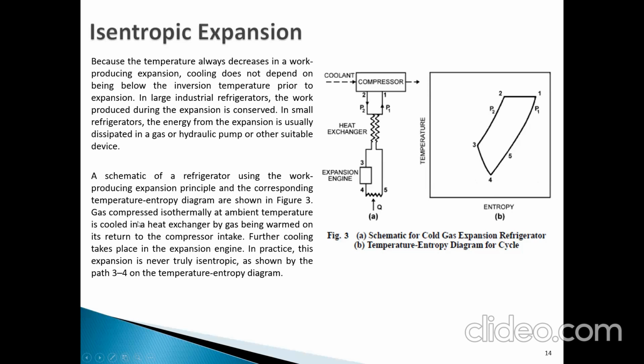So, gas is compressed isothermally at ambient temperature and is cooled in the heat exchanger by gas being warmed on its return to the compressor intake. Further cooling takes place in the expansion engine. In practice, this expansion is never truly isentropic as shown by points 3 and 4 on the temperature entropy diagram. So tawag lang is isentropic.